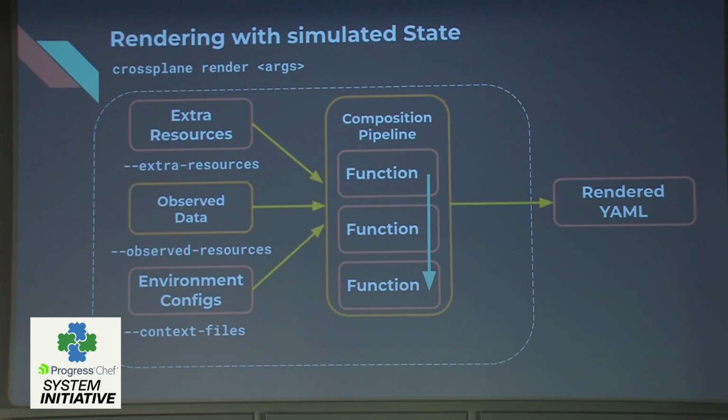This is how it looks like in the whole picture. We just feed it all into the composition pipeline. Happens automatically if you call Crossplane render, and you will get a rendered YAML as an output.